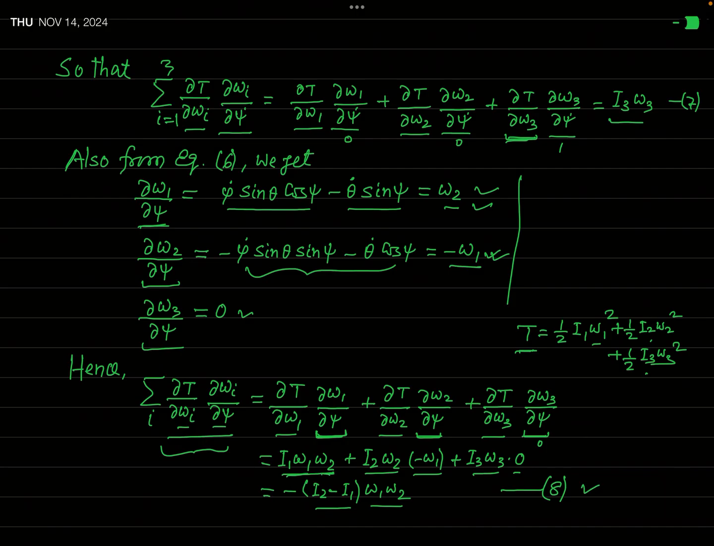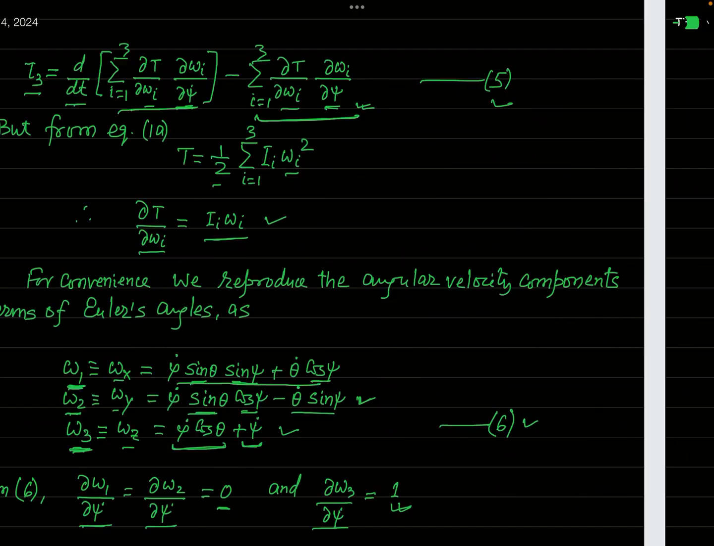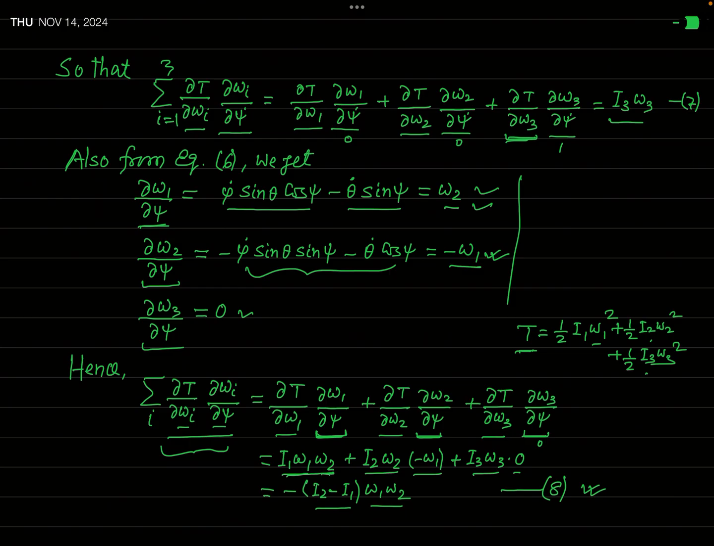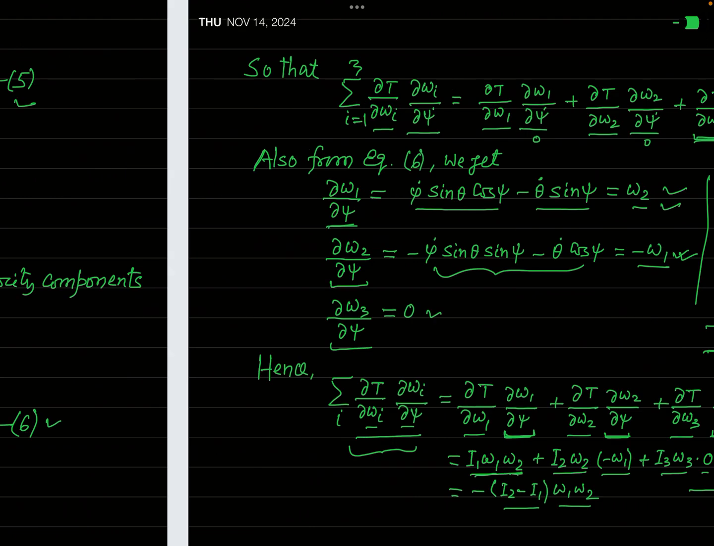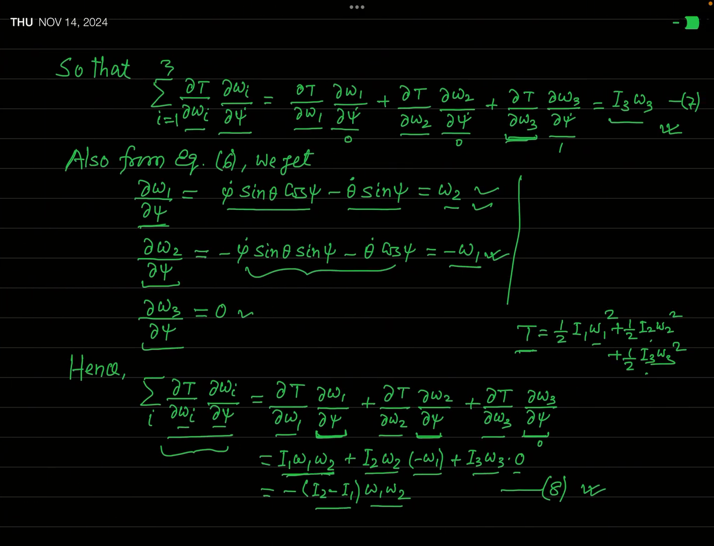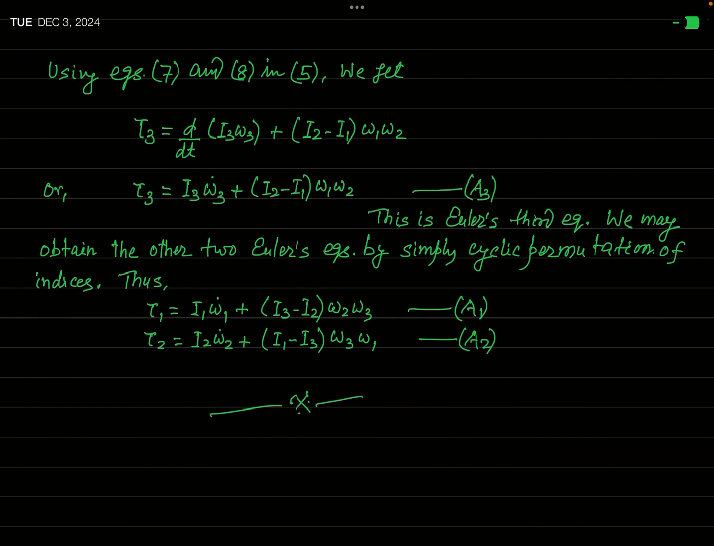So now we will use this equation 8 and this equation number 7. Equation 7 and equation 8 we will use in the RHS of this equation 5. Okay, so what will be now tau 3? After using these two equations, you can easily say, so tau 3 will become d dt.